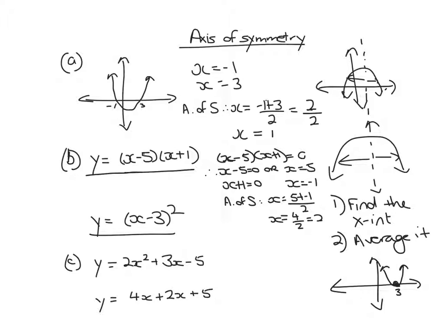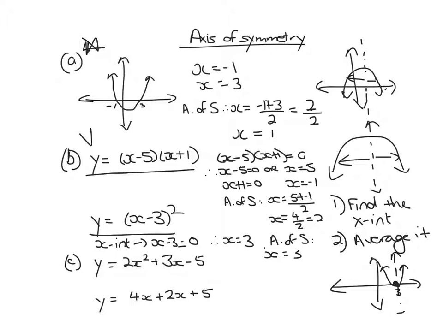So in that case, the axis of symmetry is actually the same as your x-intercept. Your x-intercept for this one is x equals 3, because x take 3 equals 0, therefore x equals 3. And so your axis of symmetry is x equals 3. So that's those types. When you get a picture with an x-intercept, or you get it in this form where it's factorized, you find the x-intercept and you average it.